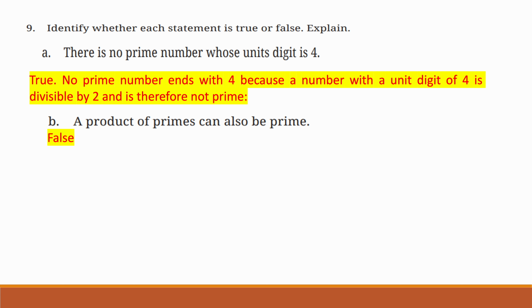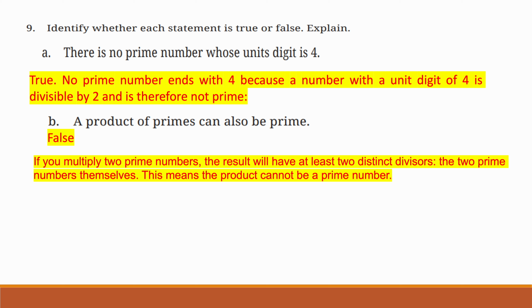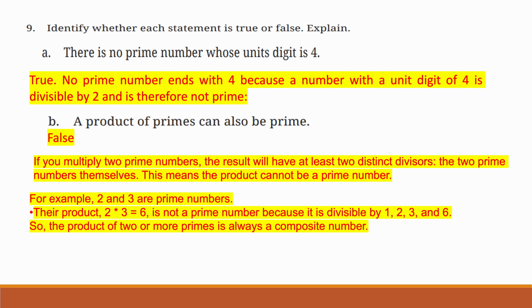The statement is false. If you multiply two prime numbers, the result will have at least two distinct divisors, the two prime numbers themselves. This means the product cannot be a prime number. For example, consider 2 and 3. 2 and 3 are prime numbers. What is their product? 2 into 3 is 6.